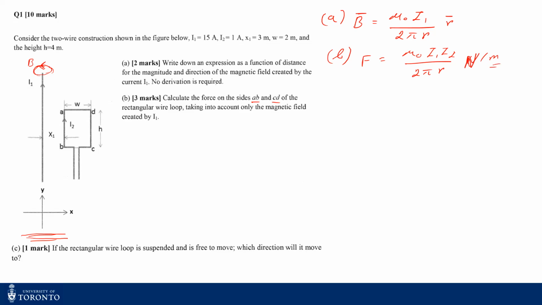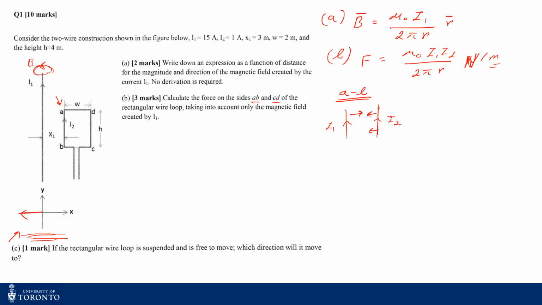Now, remember, we have to take the dimensions into account. Let's see the force on side AB. For this side, current I1 is flowing upwards, and on sides AB, I2 is also flowing upwards. So the direction of the force on side AB is going to be to the left. According to our sign convention, left means minus x, so our force will be negative in this case.